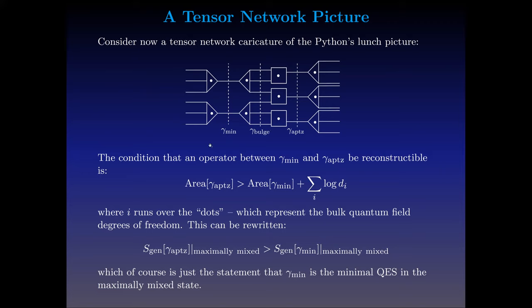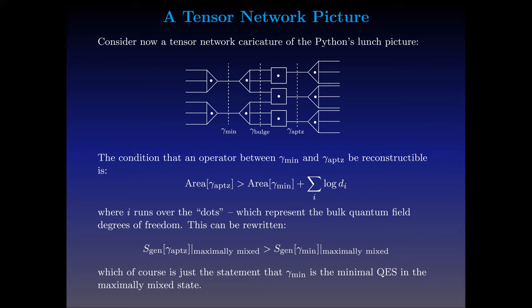So the condition that an operator between this and that be reconstructible is essentially the condition that, in quantum information language, there's an isometry from gamma min all the way to the asymptotic boundary. Essentially what that requires is that the area of this, by which we mean the number of legs that this cuts, is larger than the area of this, the number of legs that this cuts, plus all of the bulk legs, which are these dots coming out of the page. That is the log of d_i, where i here is the dots, which again represents the bulk quantum field degrees of freedom.